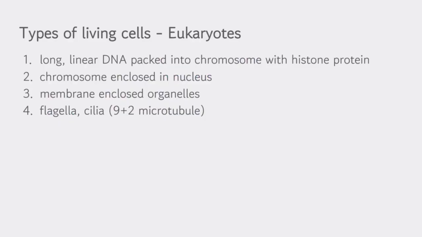So next one we're looking at will be eukaryotes. They have long and linear DNA that is packed into chromosome with histone protein. Chromosomes are enclosed in nucleus, and eukaryotes have membrane-enclosed organelles, as well as ribosomes. They also have 9+2 microtubule flagella and cilia. We haven't talked about what 9+2 microtubule is, so we're going to talk about this later in this unit.